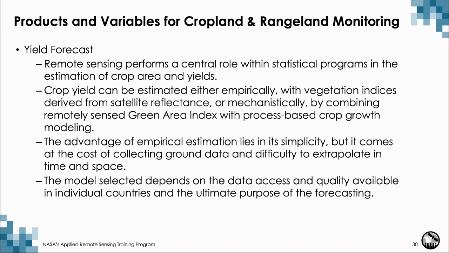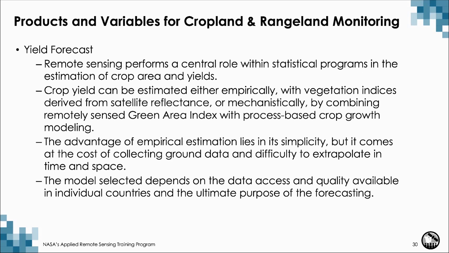The last variable we'll discuss for cropland monitoring is yield forecast. Yield model forecasts contain a variety of climate inputs, such as temperature and precipitation, along with evapotranspiration, soil moisture, and vegetation indices. Remote sensing performs a central role within statistical programs in the estimation of crop area and yields. Yield can be estimated either empirically or statistically with vegetation indices derived from satellite reflectance, or mechanistically by combining remotely sensed green area index with a process-based crop growth model.